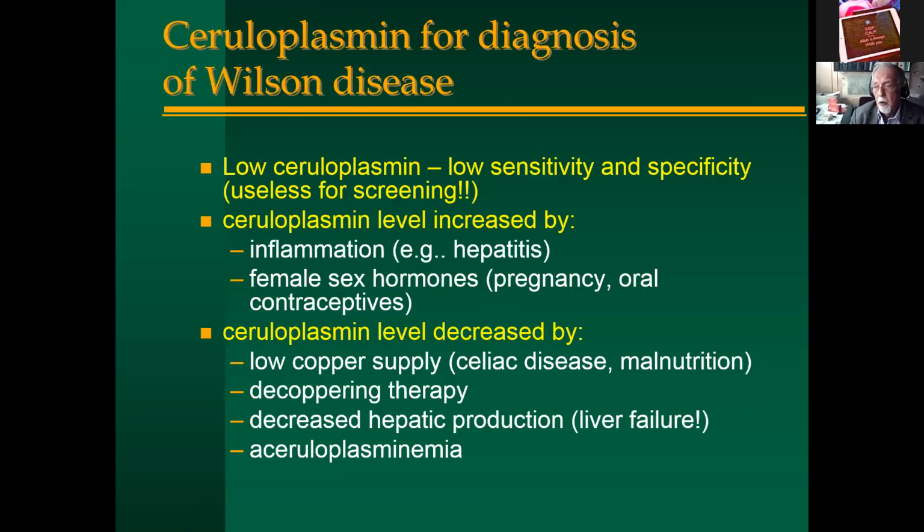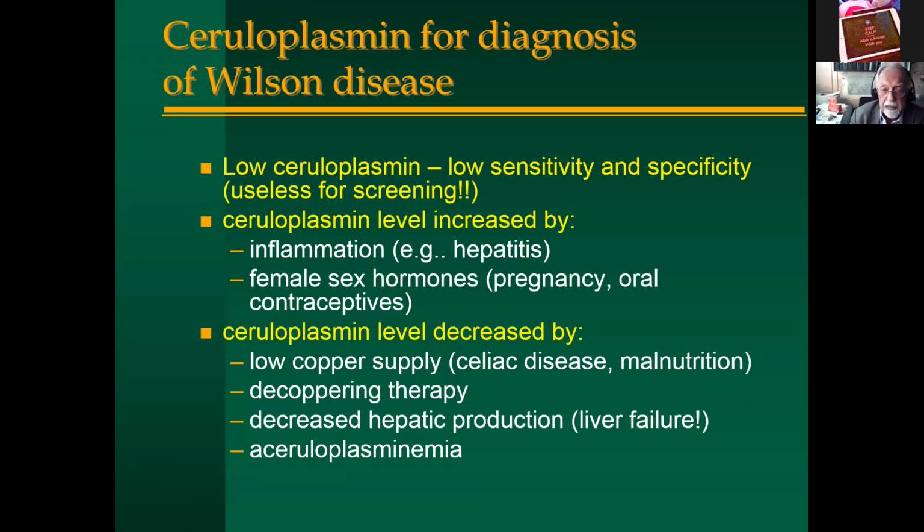So what about ceruloplasmin? First of all, ceruloplasmin has nothing to do with Wilson's disease. It's a very important statement. A low ceruloplasmin value has a low sensitivity and a low specificity for screening. It's absolutely useless in screening. Tossing a coin is much more likely to show you a positive result.